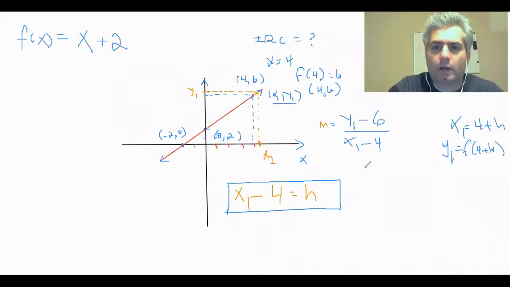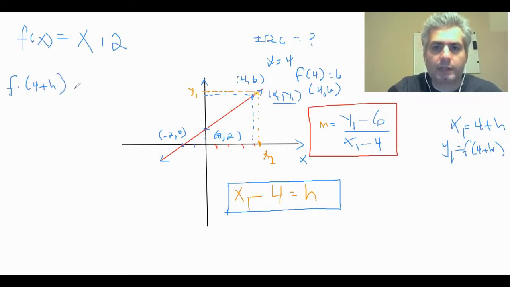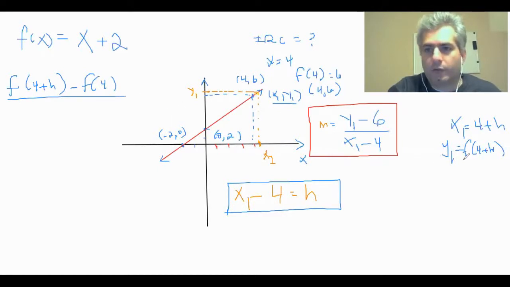So we're going to write out our formula again in terms of the slope of the line, which is y1 minus 6 over x1 minus 4. And instead of x1 and y1, we're going to represent f of 4 plus h. So f of 4 plus h. And the 6 came because we solved for f of 4. So this would be minus f of 4. That's the y coordinate of the point of interest, over x1, which is 4 plus h, minus the x coordinate of the point of interest, which is 4.